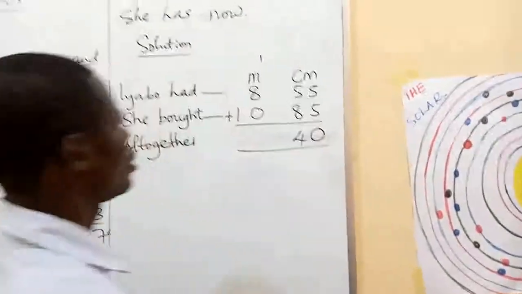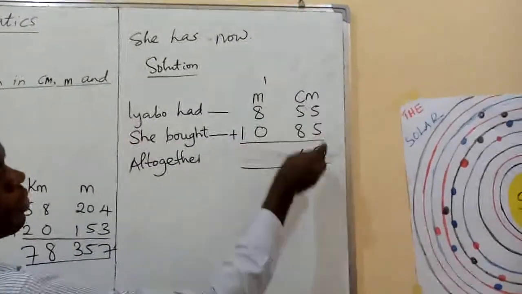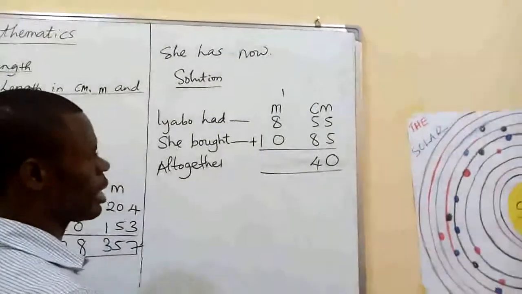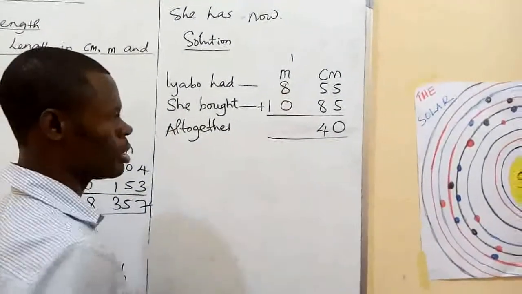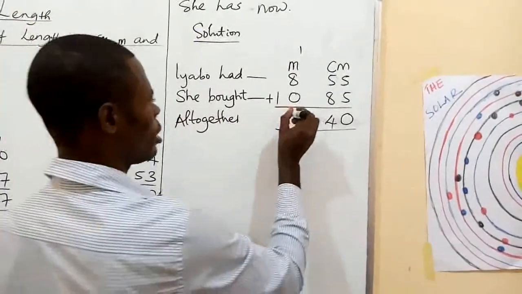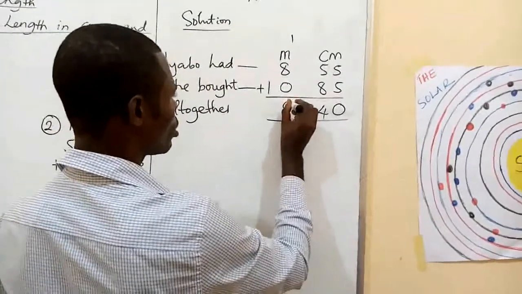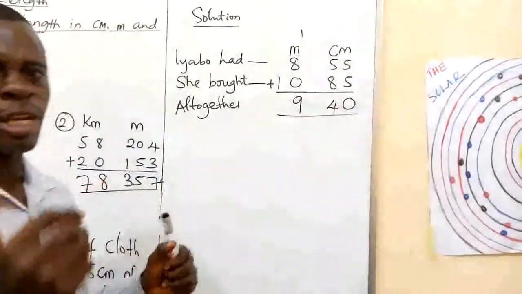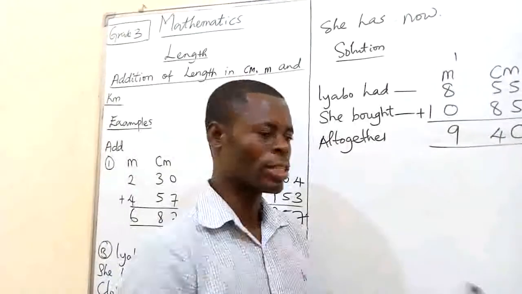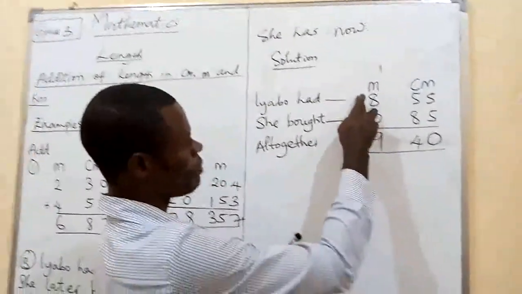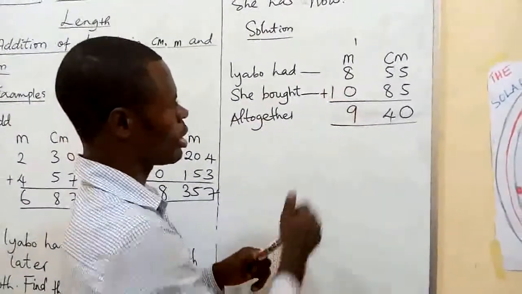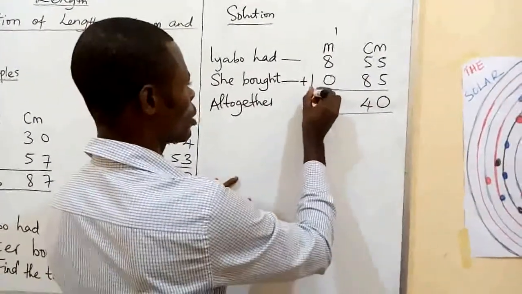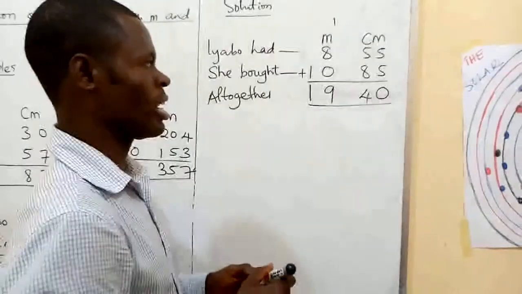So the 1 from 14 is added to 8. 1 plus 8 is what? 9. And 9 plus 0 is 9, because any number plus 0 is that number, and 0 plus any number is that number. So here we have an invisible 0 plus 1. 0 plus 1 is what? 1. So that is our answer.